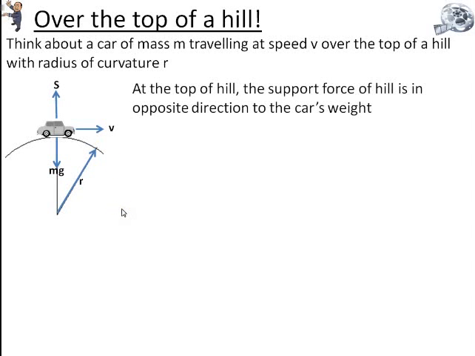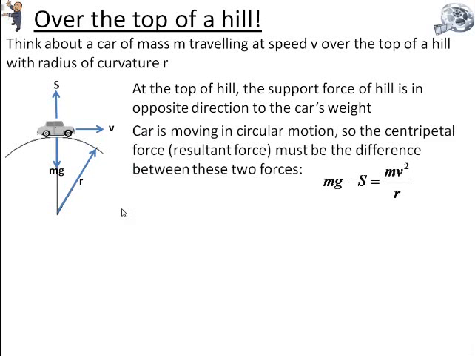At the top of the hill, the support force of the hill is in the opposite direction of the car's weight, as shown by the diagram. So if we say the car's moving in circular motion, the centripetal force, the resultant force, must be the difference between these two forces. So we've got the force of gravity, mg. In the opposite direction, we've got the support force, so mg minus S, and that lot must equal the resultant force, which is mv squared over r, which is the centripetal force.